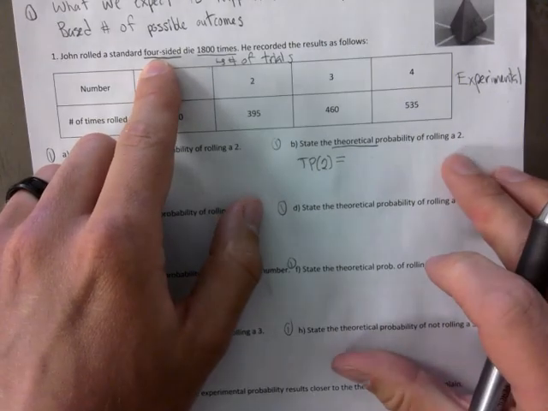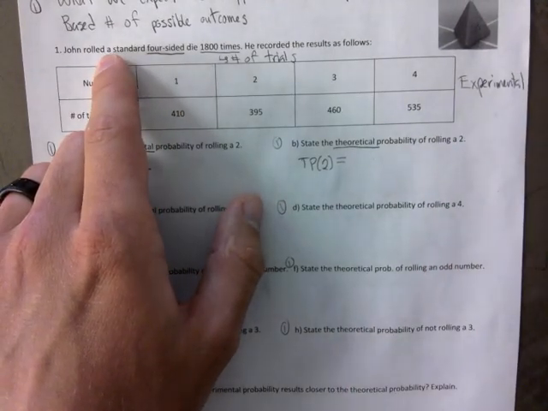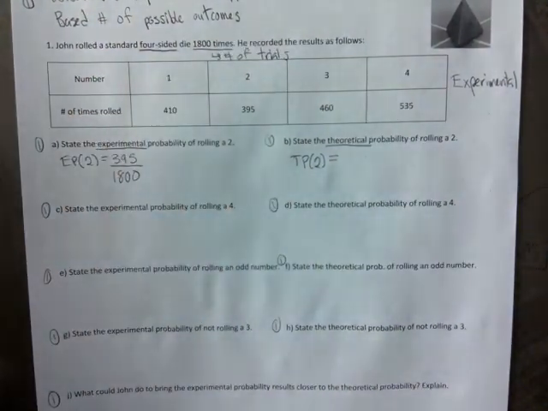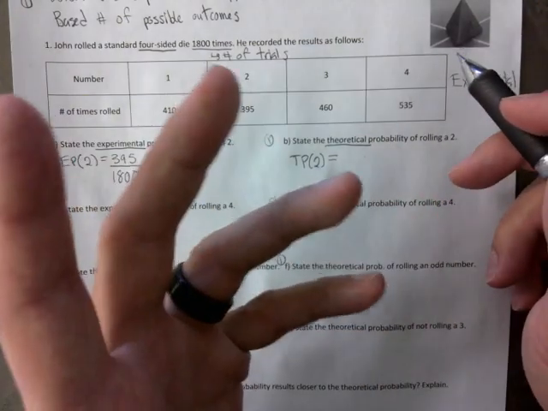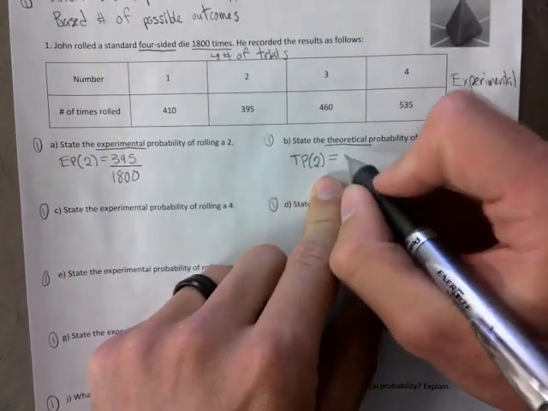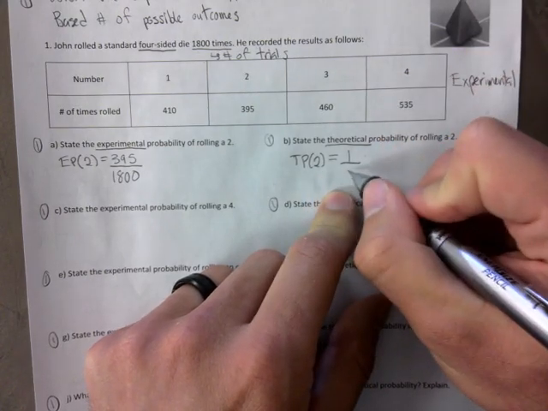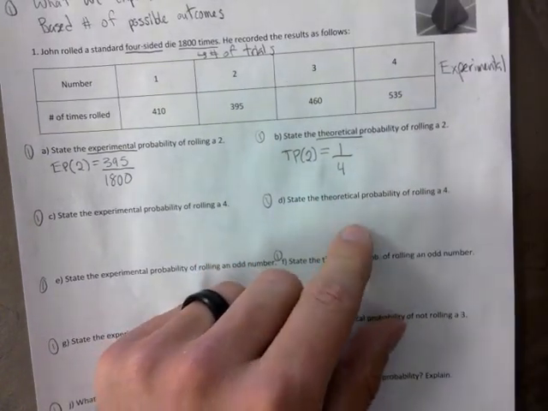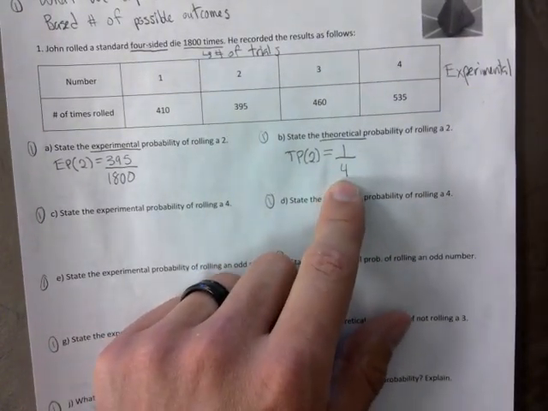So we're rolling a 4-sided dice. How many possible ways can you roll a 4? There's only one way you can roll a 4, and there's 4 sides. So the theoretical probability would be 1 over 4.